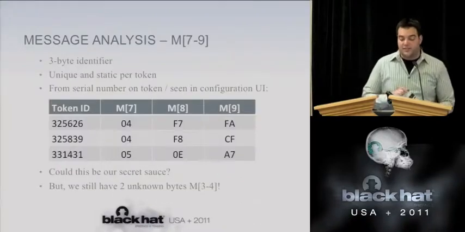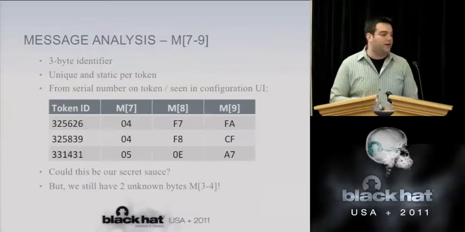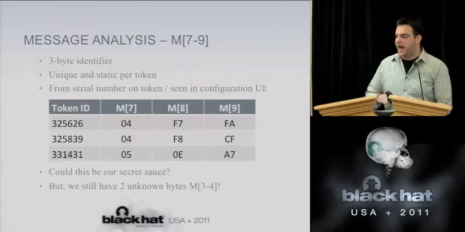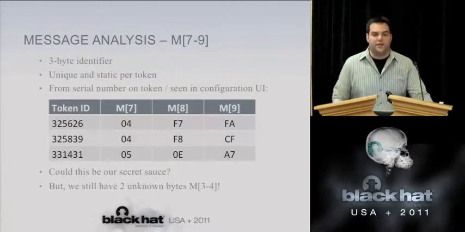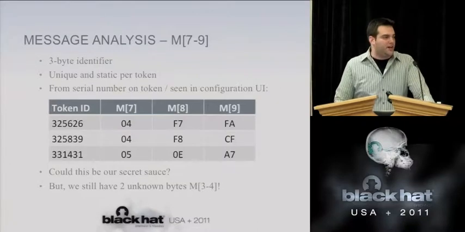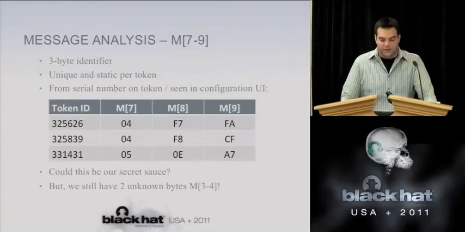What this actually is, is a 3-byte identifier. It's unique and static per token. So this is sounding a little familiar, right? We now have a static token identifier in this message, and it's the same value being sent for each unique token.